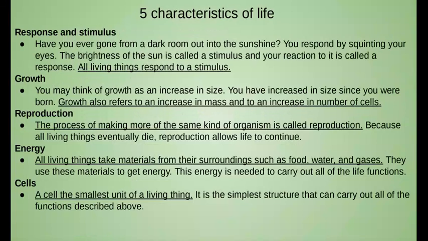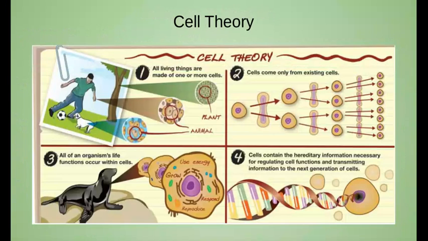Again, reproduction. This is where you end up with different types of the same species, different types of the same organism. Energy. This is taking in energy, food, water, gases such as oxygen. Cells, smallest unit of a living thing. This is the simplest structure. This is what carries out the processes of life and allows things to continue to grow and develop.